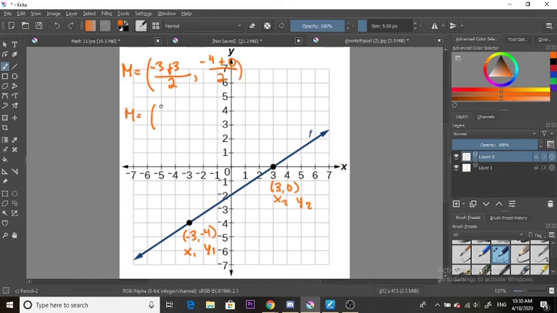-3 plus 3 is going to give me 0, and -4 plus 0 is -4. When I do the division, I end up with 0 for my x, and then -4 divided by 2 gives me -2. And you can see that this is the point right there that separates them neatly in half. And that is how you would determine your midpoint.